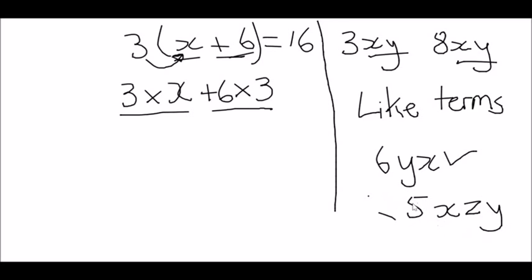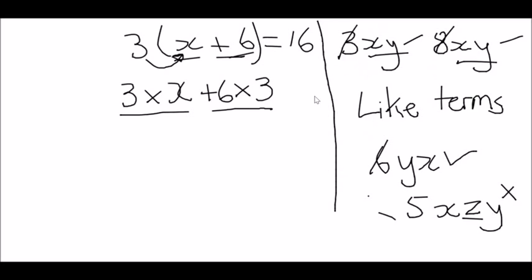5xzy is not a like term because we've got x, z, y. These guys only have x and y in them, so they are all like terms. That's a like term, that's a like term, that's a like term, but this one isn't because of the z. It makes it not a like term. When you're looking for like terms, you've got to look to see if the letters are exactly the same. The number doesn't matter. The number's got nothing to do with whether they are like terms or not.